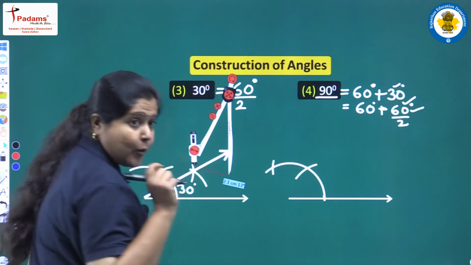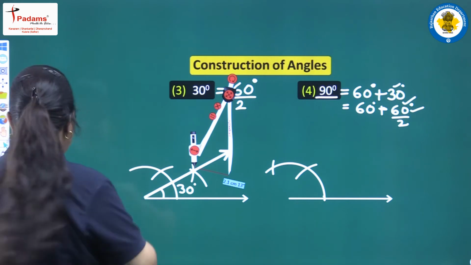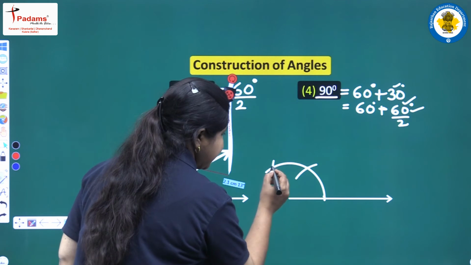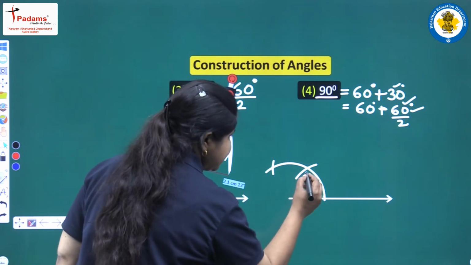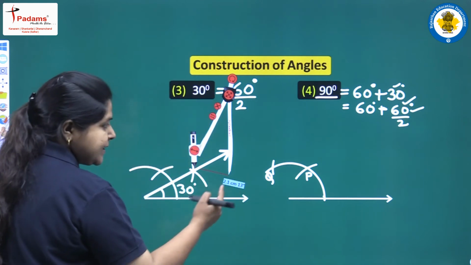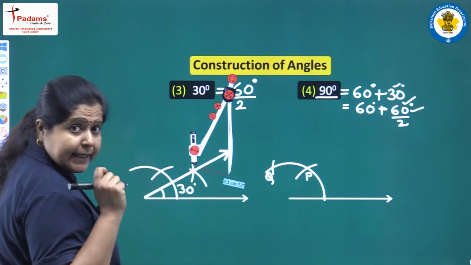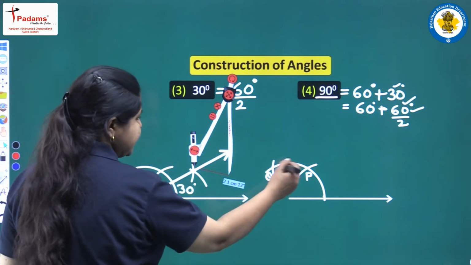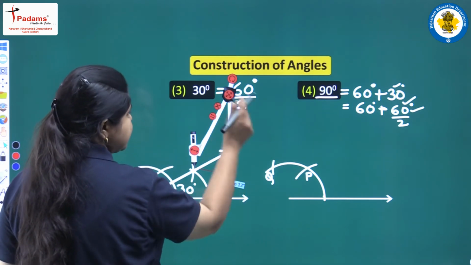So which 2 points will we be taking for bisection? Again let me mark here. First this point and the second one will be this point. Let me name these 2 points. This be P and this be Q. So first we will be keeping the compass at P and then Q and then bisecting this angle of 60 degree formed in the center.